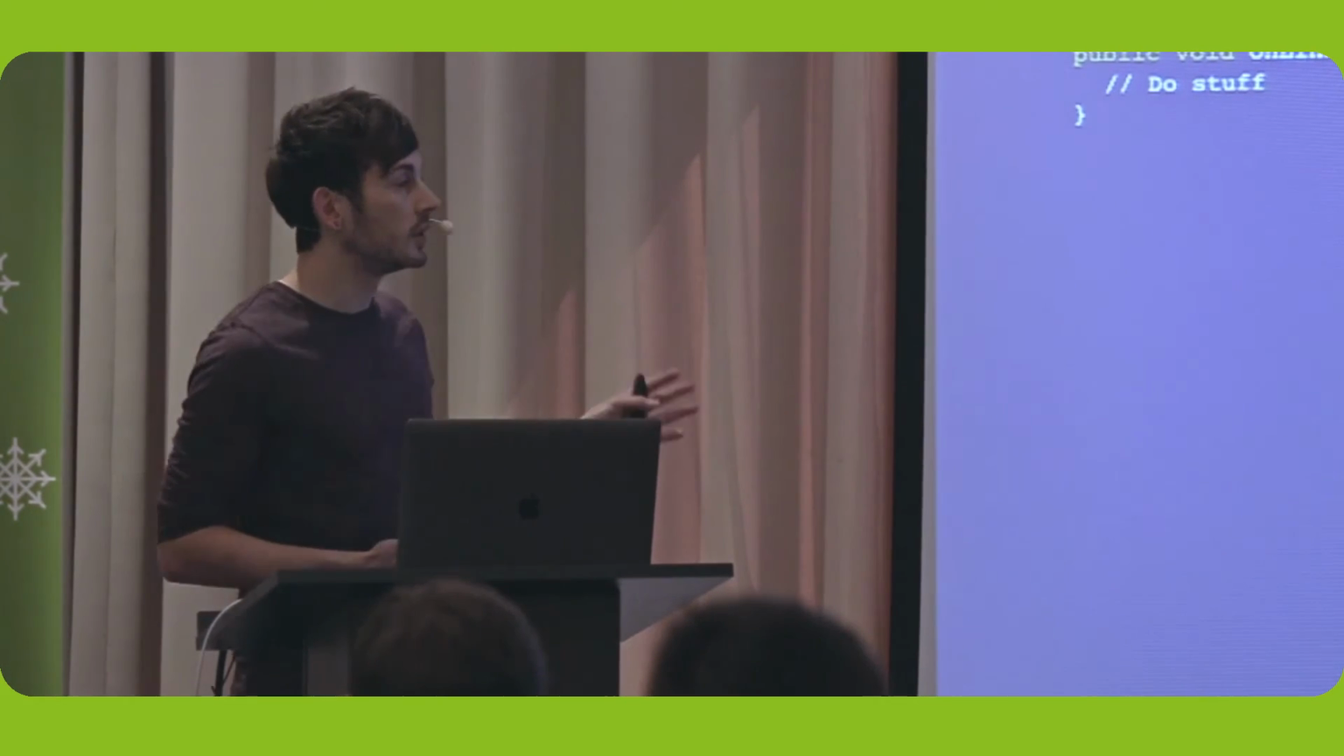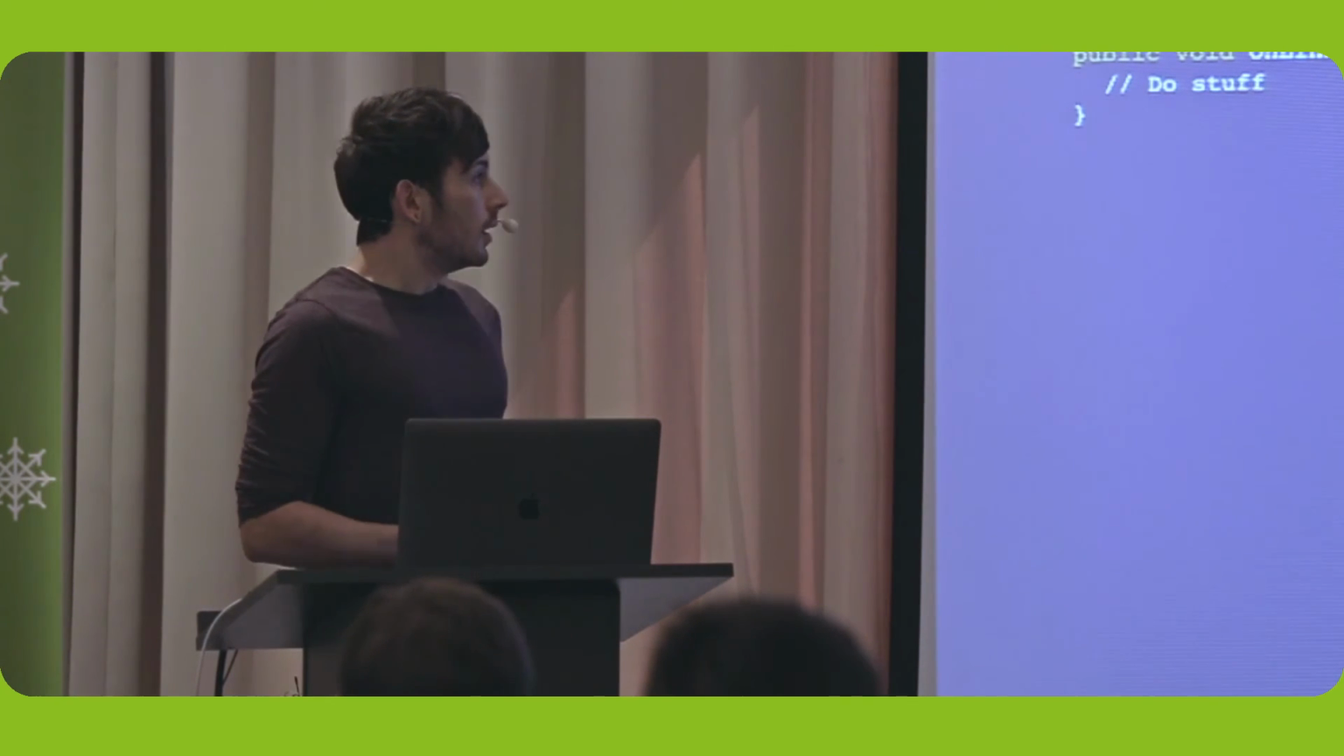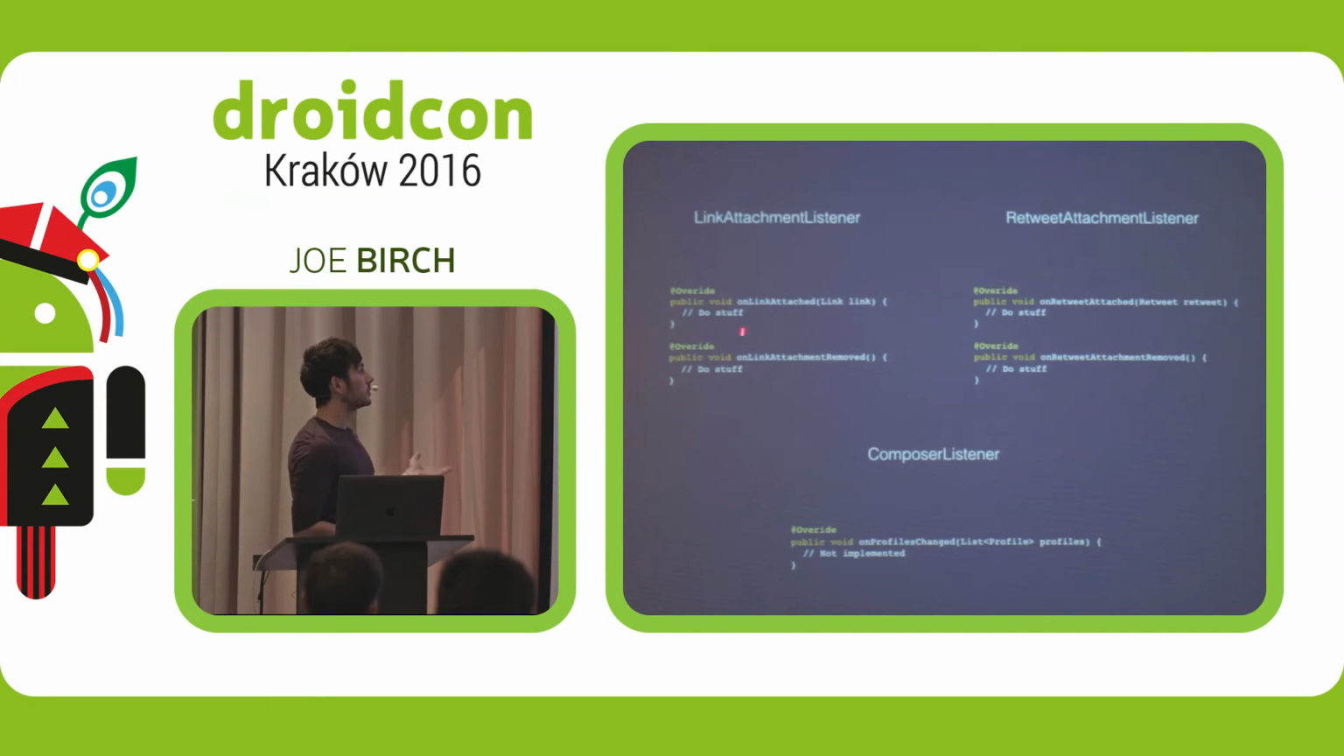I think this principle and the single responsibility principle are closely linked, because your interfaces themselves should just have a single responsibility of what they're giving. So as you can see, this one's responsibility is links, this one is retweet attachments, and this one is profiles.